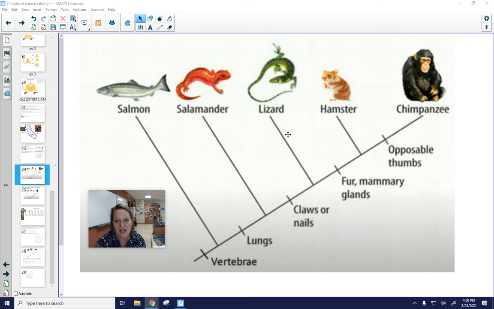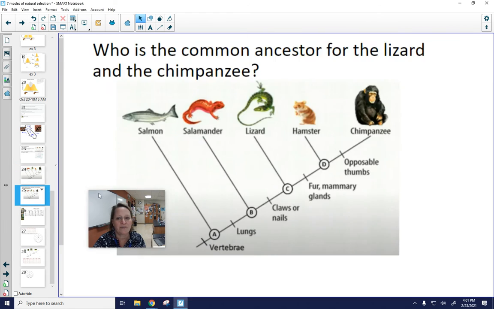So the next one that lizards do not have are fur and mammary glands. Hamsters have them because they are above the trait, and so do chimpanzees. What makes hamsters different from chimpanzees is the trait of opposable thumbs. And so that's how you go about reading a cladogram.